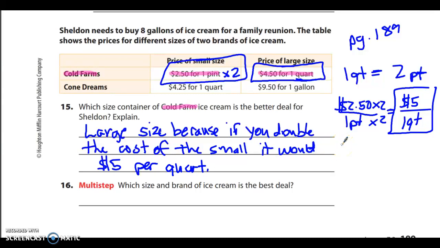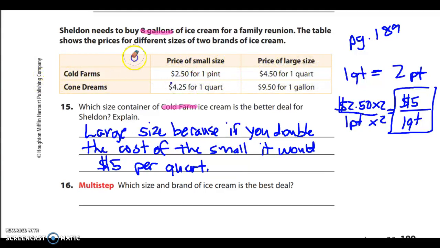Now if you're thinking to yourself, well, we didn't figure out the price of 8 gallons. If you go back up to the original question, it says something about 8 gallons. He needs 8 gallons. But for this question you don't need to actually compute the price of 8 gallons. If the large one's a better deal, it's a better deal. So it doesn't matter if we compute the price of 8 gallons. Now what I'm going to do is go check out question 16.